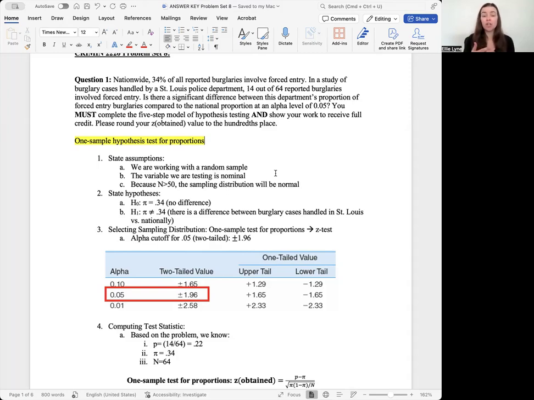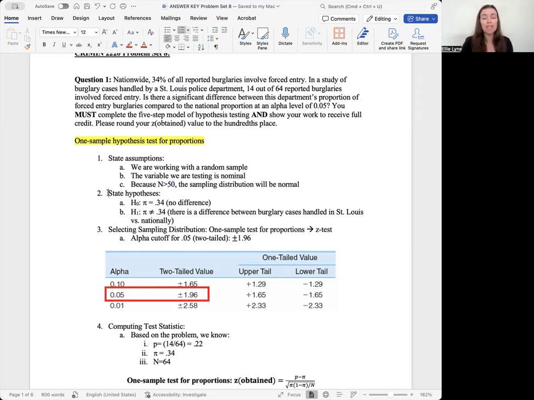So essentially, this is our checklist. We have to make sure that we are actually checking these off and making sure we are abiding by each of these. And so here, we see that we have a random sample. We have a nominal variable here because we are only looking at burglaries. And my sample of St. Louis Police Department cases here is 64. So we do see that we exceed our 50 threshold here. So we have a check mark for each one. So we can proceed to the next step.